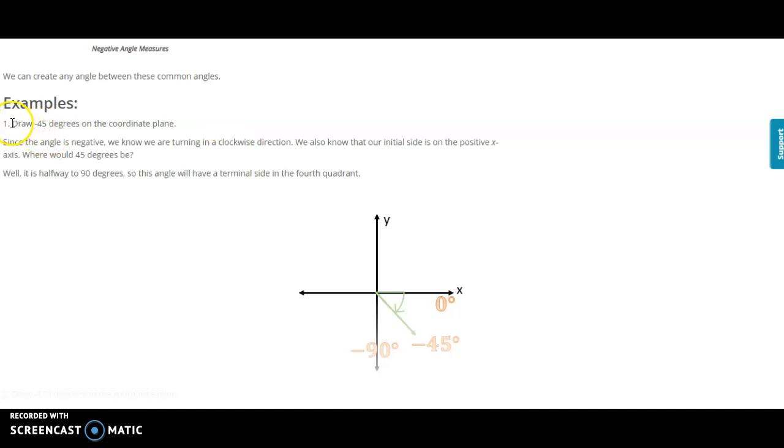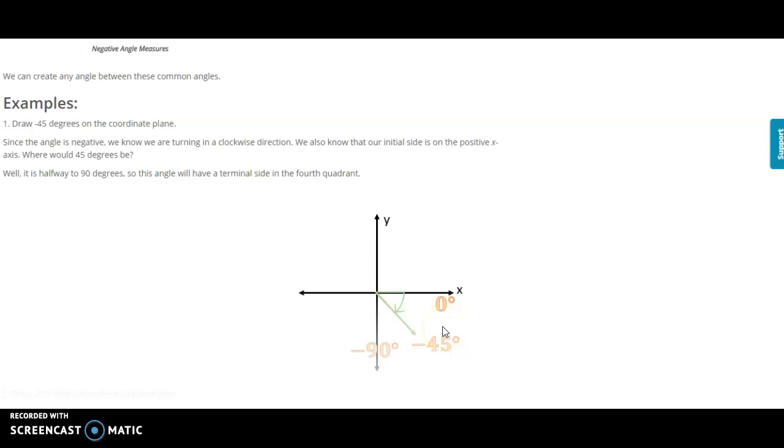So for example, if they wanted us to draw a negative 45-degree angle on the coordinate plane, our initial side is always going to be along the positive x-axis. Because it's a negative angle, we're going to open it in the clockwise direction, and then we're going to end 45 degrees later, which would keep us in quadrant 4, halfway between, because the quadrant's 90 degrees. So it would terminate in quadrant 4, and we draw this little arrow to show the direction that we're opening, that it's a negative angle.